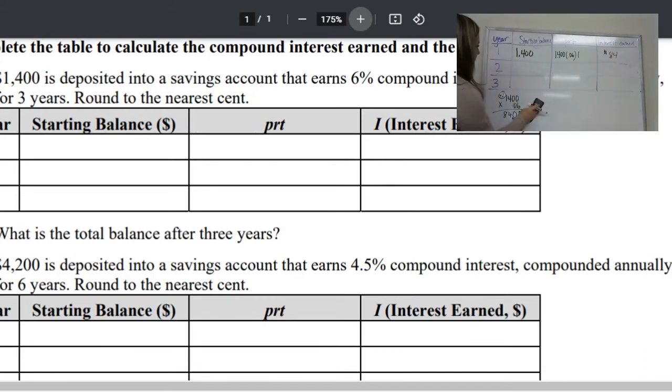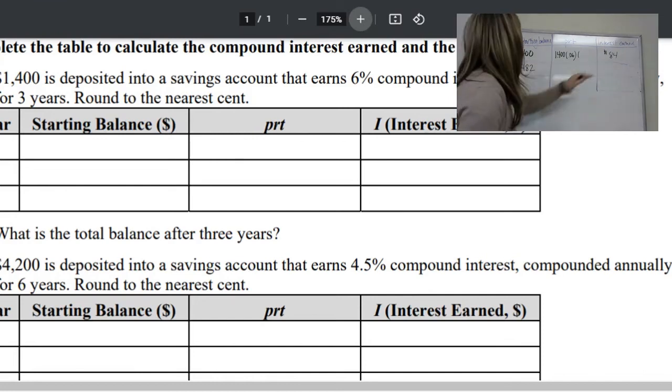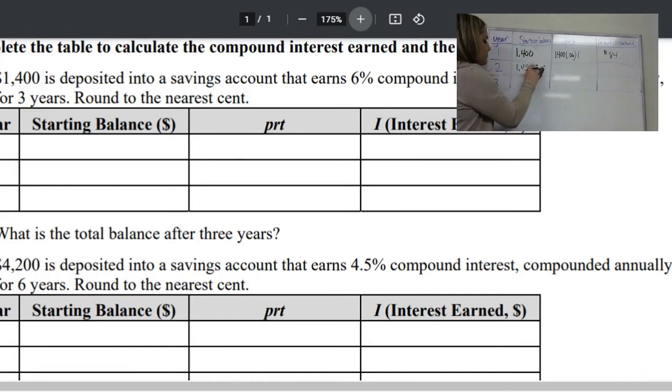If we add $84 to $1,400, we're going to start year 2 with $1,484. So here we take the 84, the interest earned. This is how much we have at the beginning of year 2. So we're going to use the same formula, principal times rate times time. But this time instead of 1,400, we have 1,484 times our interest, 0.06 times annually.